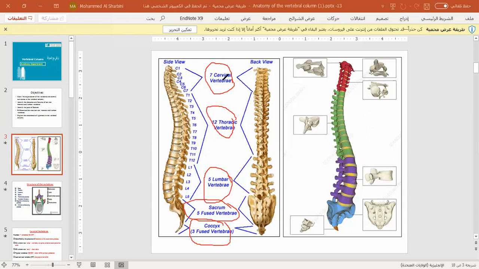Each part of the vertebral column, the cervical, the thoracic, the lumbar and so on, has specific features. So we have to identify how to differentiate the vertebrae from each other.